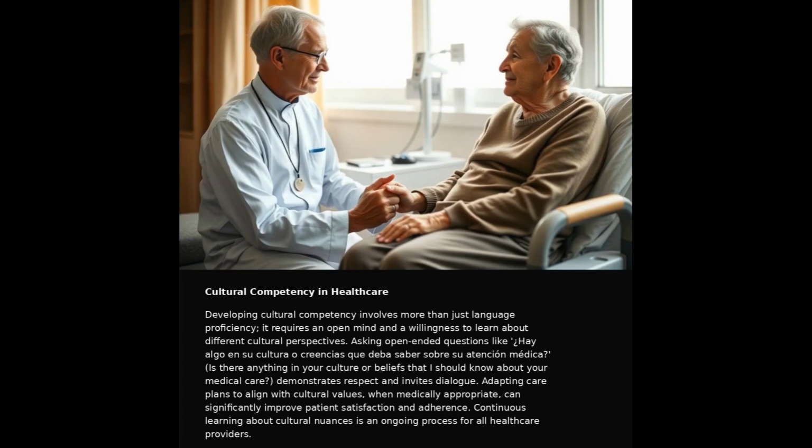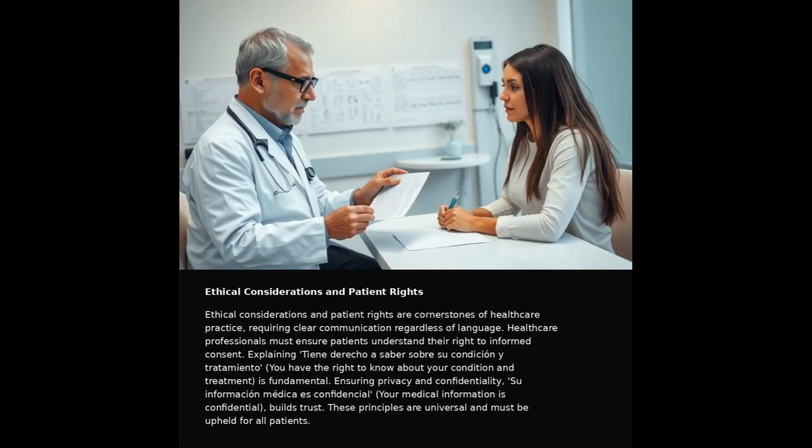Adapting care plans to align with cultural values, when medically appropriate, can significantly improve patient satisfaction and adherence. Continuous learning about cultural nuances is an ongoing process for all healthcare providers. Ethical considerations and patient rights. Ethical considerations and patient rights are cornerstones of healthcare practice, requiring clear communication regardless of language.